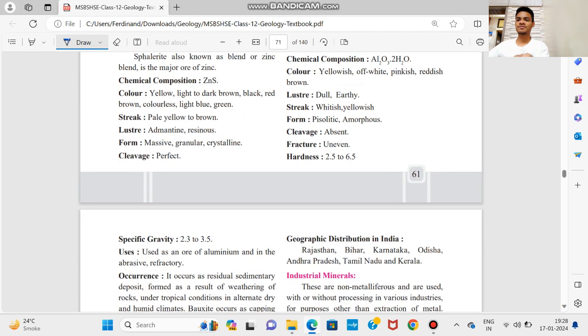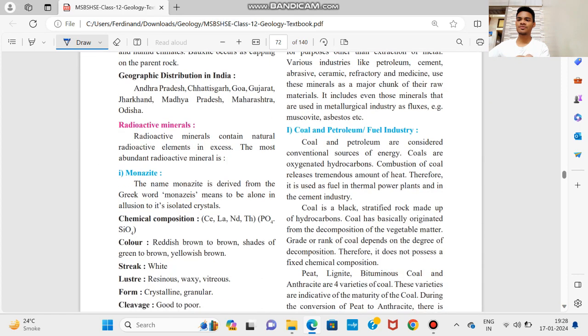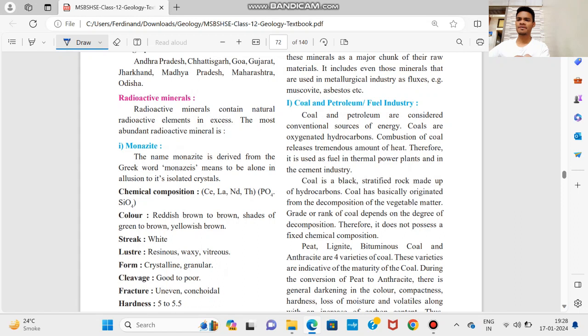Okay, radioactive minerals, you have monazite. The chemical composition is not properly given over here. It has many contents of these metals. So you can just remember the two metals and PO4, SiO4. Okay, the occurrence, everything. Okay, next we come to industrial minerals.